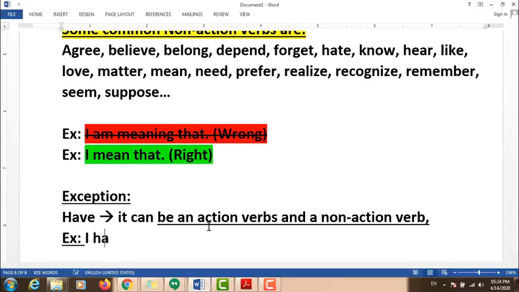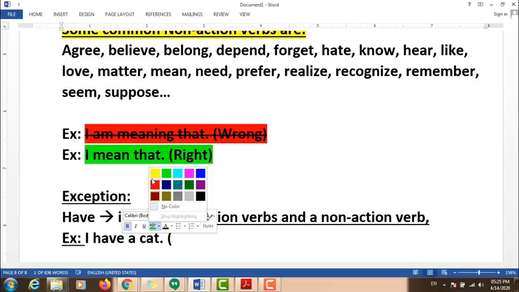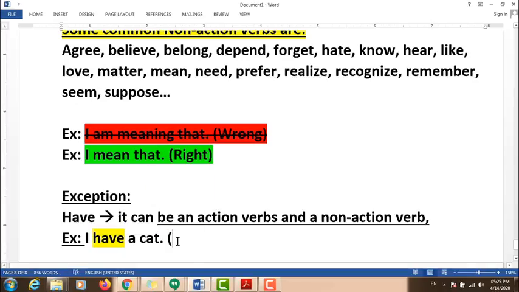Here, this have is what? We will check what kind of verb this is. This one shows possession. What does it show? Possession means you own a cat. That means it is a non-action verb. There is no action for this. That's it. You have, it's a possession. So what is it? It's a non-action verb. Have is a non-action verb.